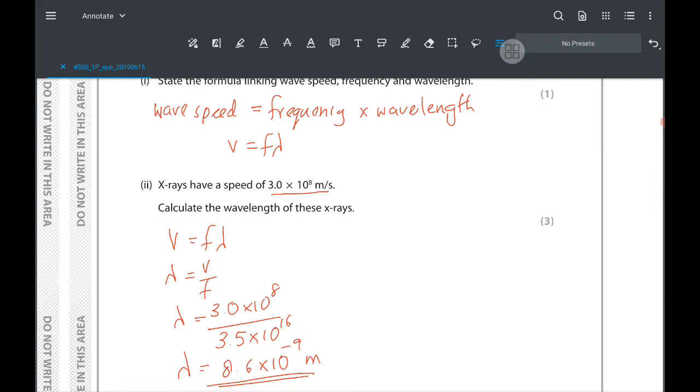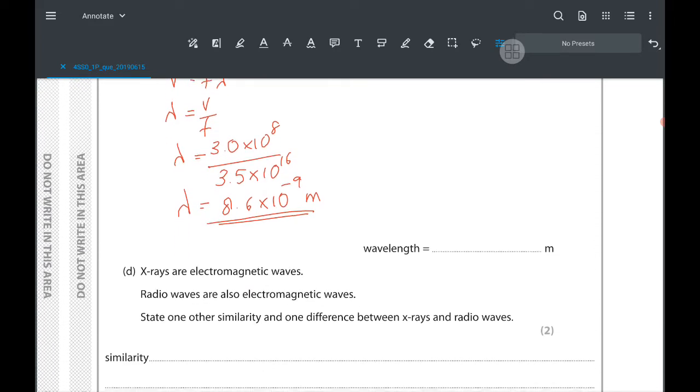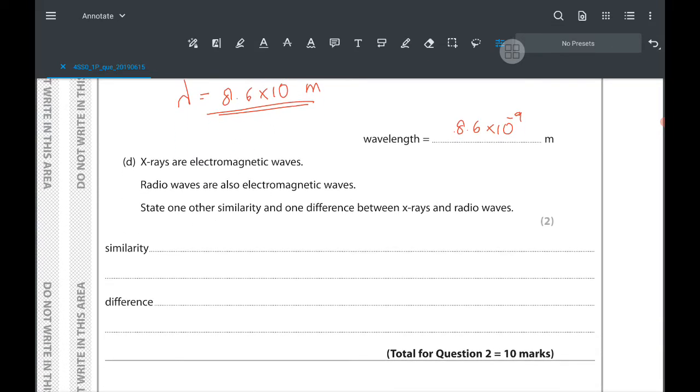The value is a very small decimal value, 8.5714, and so I have rounded to 8.6 × 10^-9. So I'll write the answer here, 8.6 × 10^-9. The unit is given. X-rays are electromagnetic waves. Radio waves are also electromagnetic waves. State one other similarity and one other difference between X-rays and radio waves.